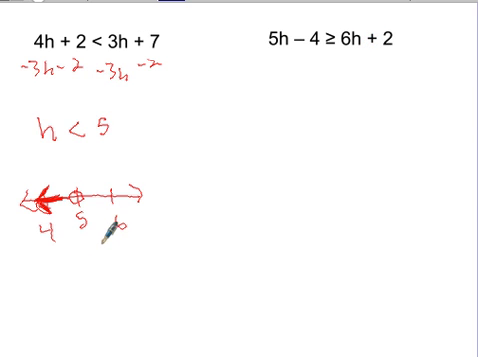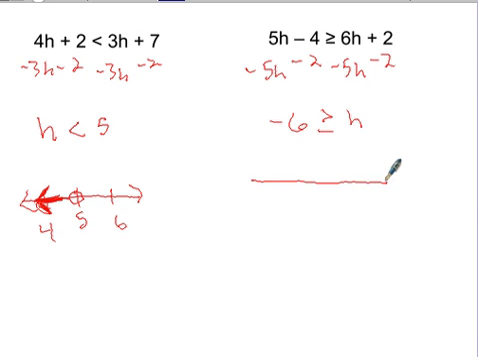What do I want to do to start with? Subtract 5h. And subtract 2. So that would be negative 6 is greater than or equal to h. This one's backwards from what we're used to seeing in all the other examples. So negative 6, negative 5, negative 7. What symbol? Closed circle. And shade left.